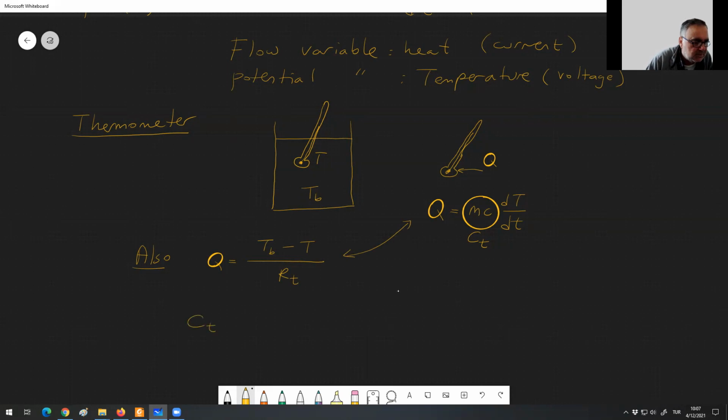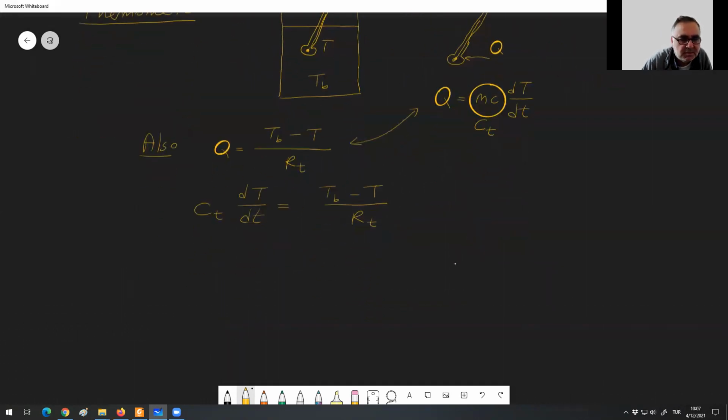So CT times dT/dt should be equal to TB minus T over RT. Connecting the terms together, you can write the equation. So, this is the differential equation that describes the system. It's a first order system, first order differential equation.